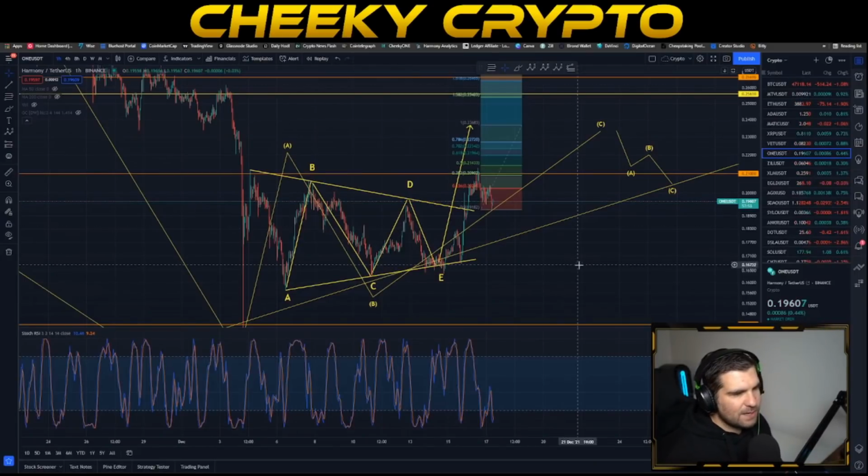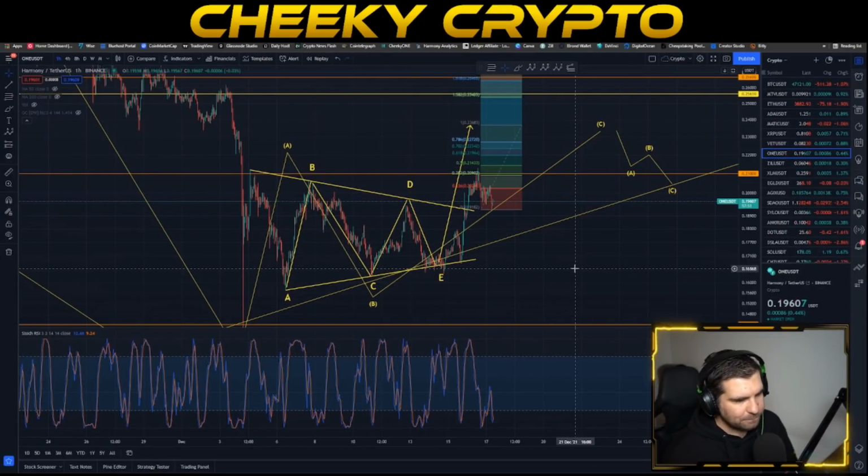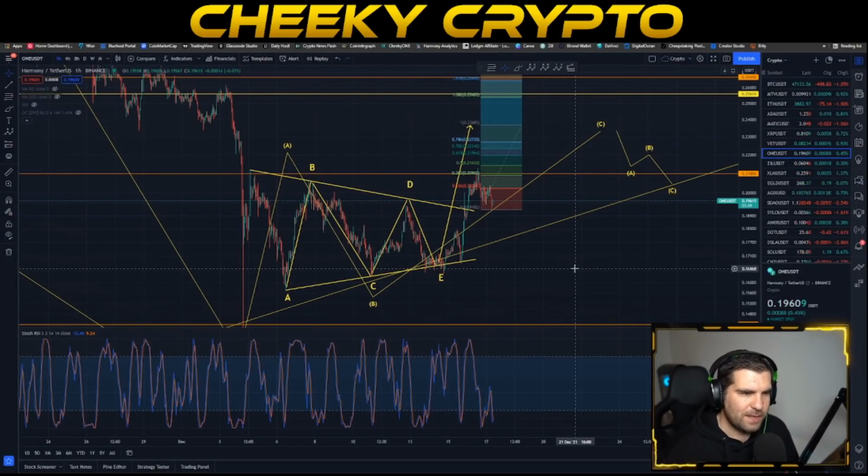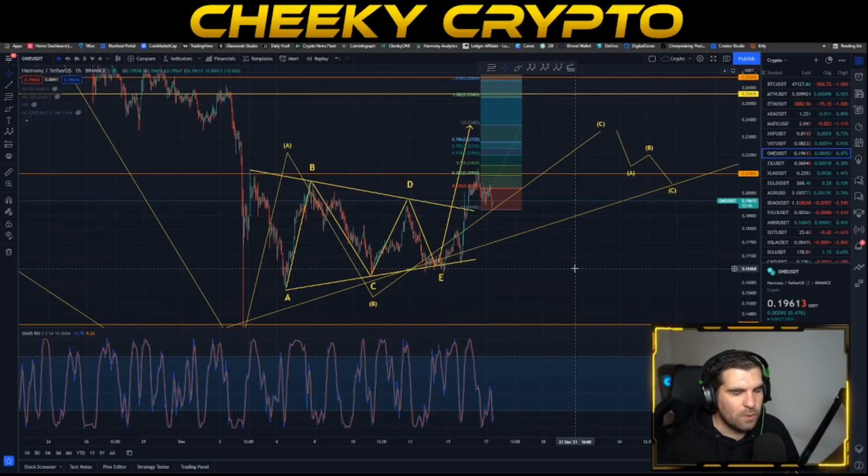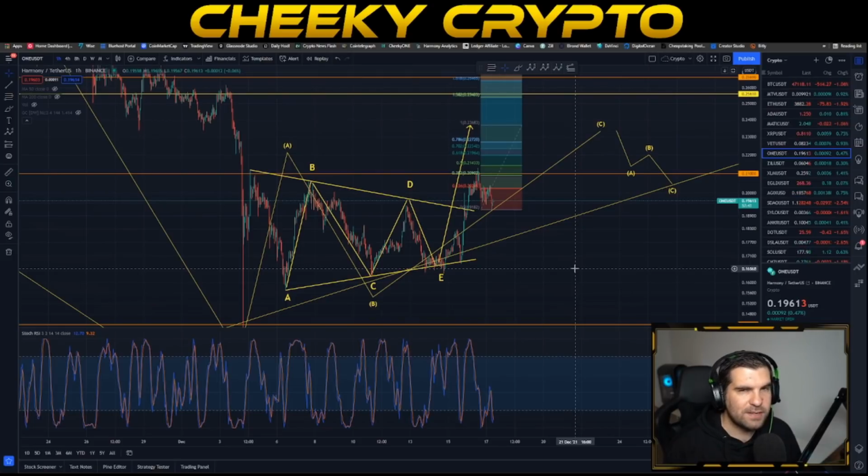Right, guys, with all that said, it's important that we also acknowledge that Harmony One is on the cusp of some pretty big things fundamentally as well. Once their bridge to Bitcoin goes live, I think we're going to see another flurry of price discovery when it comes to the one coin.